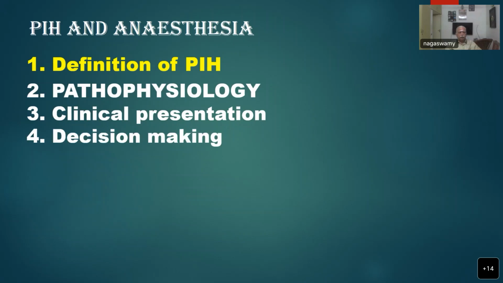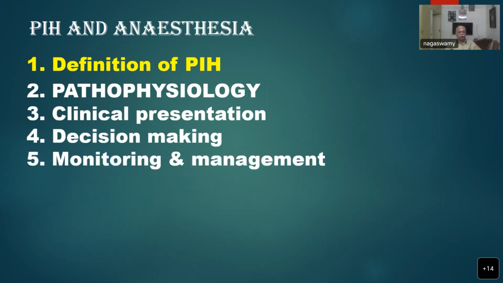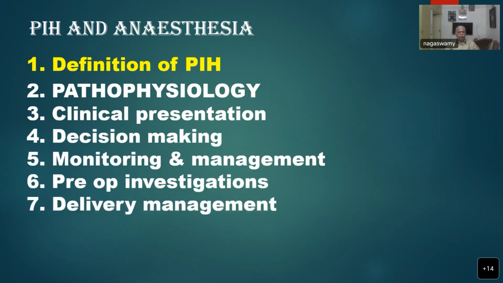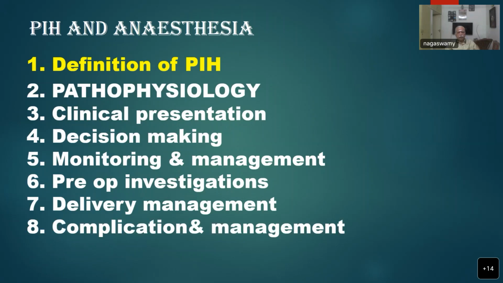Then comes the decision making. This question of decision making is about whether to allow the pregnancy to continue or terminate it, because that is the ultimate treatment for control of the blood pressure in this condition. Then what is the monitoring and management you have to do. Third is the preoperative investigation. What are the investigations we have to carry out? And how do you manage the delivery, whether it is by natural methods or by C-section? What are the complications and their management and allied topics? This will be the overview for this presentation.